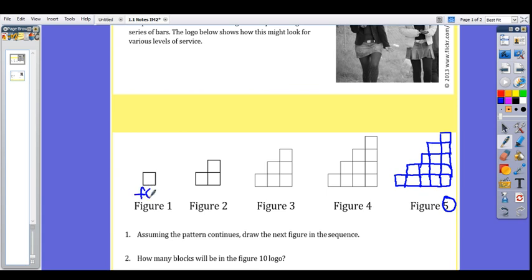So if this is f of 1, then the number of items or the number of squares we have is 1. Then f of 2, we have 3 of them. Then find out how many there will be in f of 3, f of 4, and f of 5. Pause the video and write down your answer.